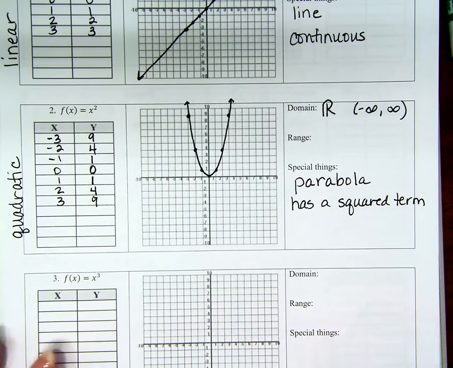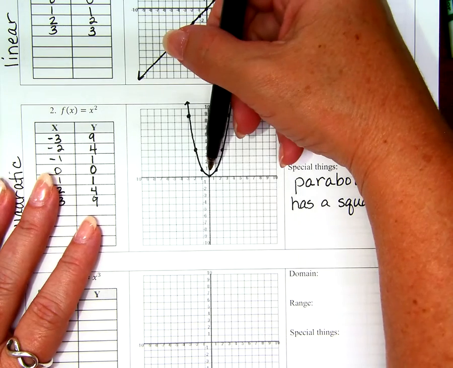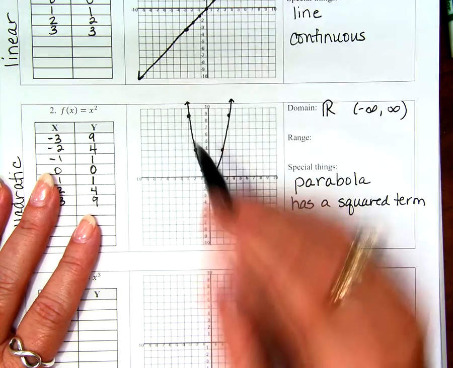Okay? So same for the range. How far down does this go? 0. It doesn't go forever, does it? 0. It only stops at 0. How far up does it go?